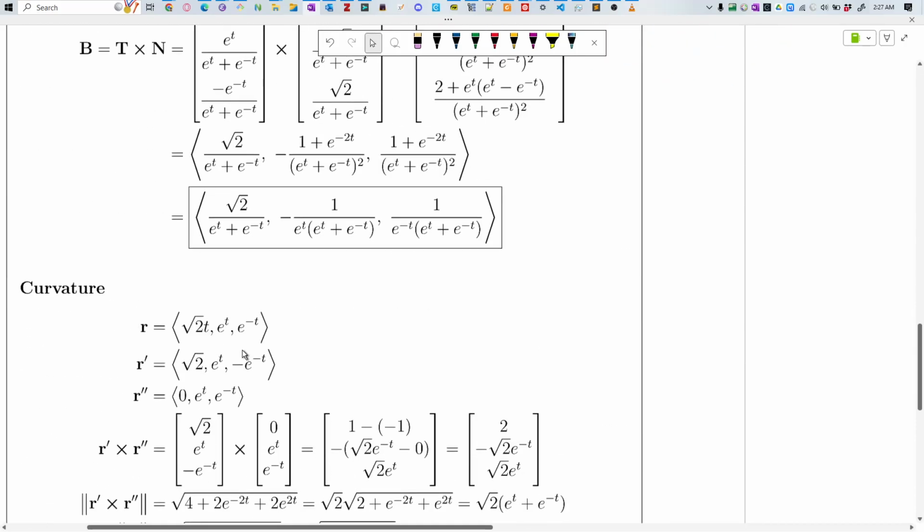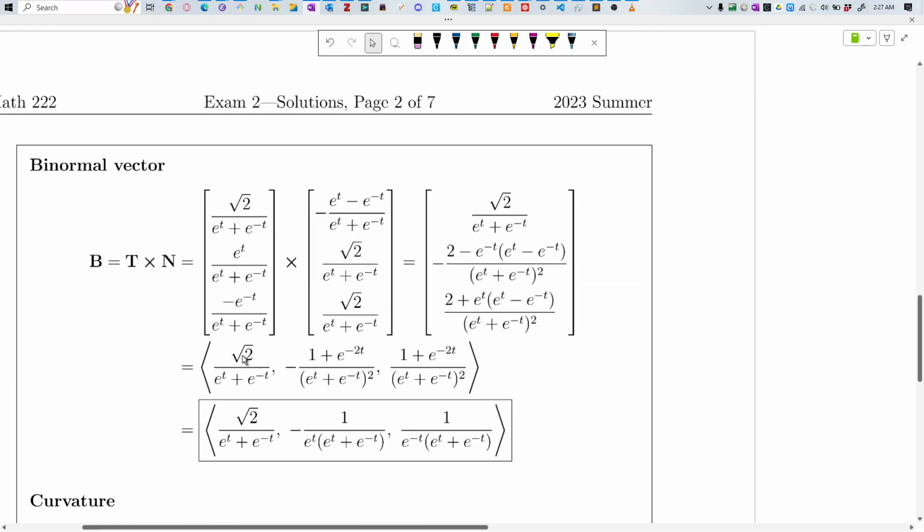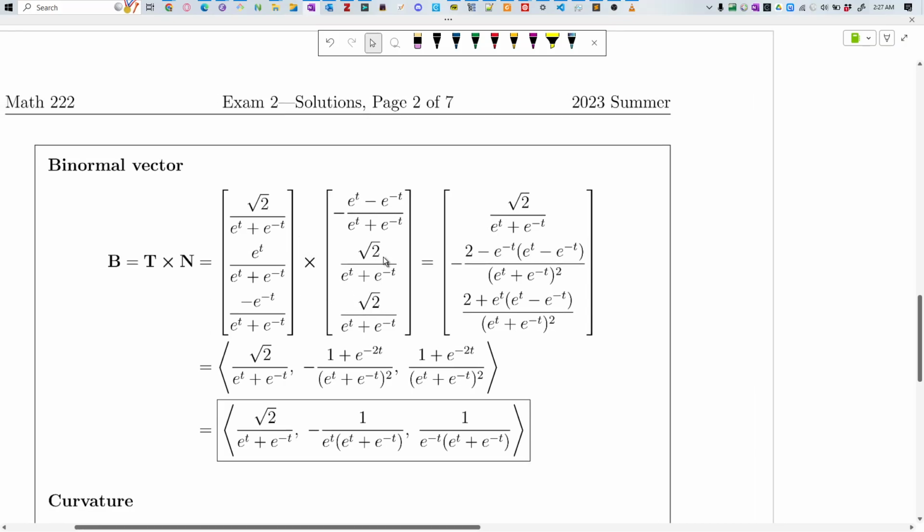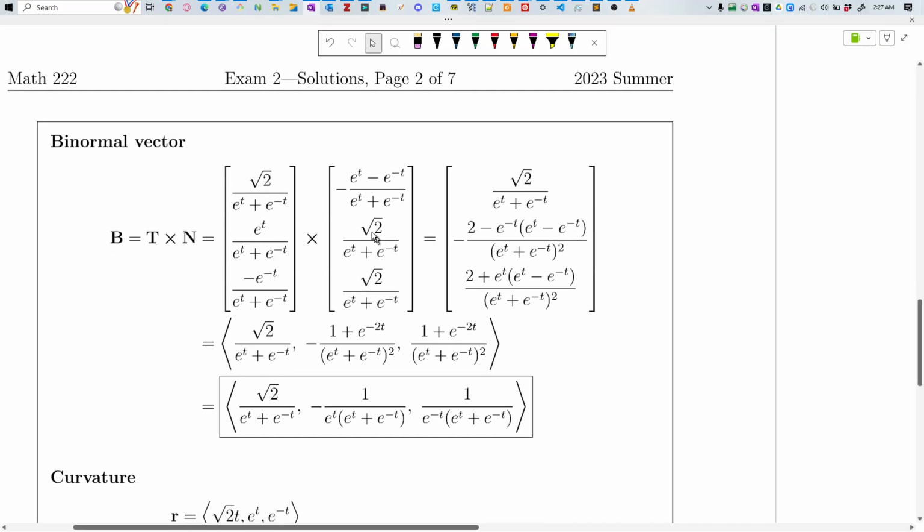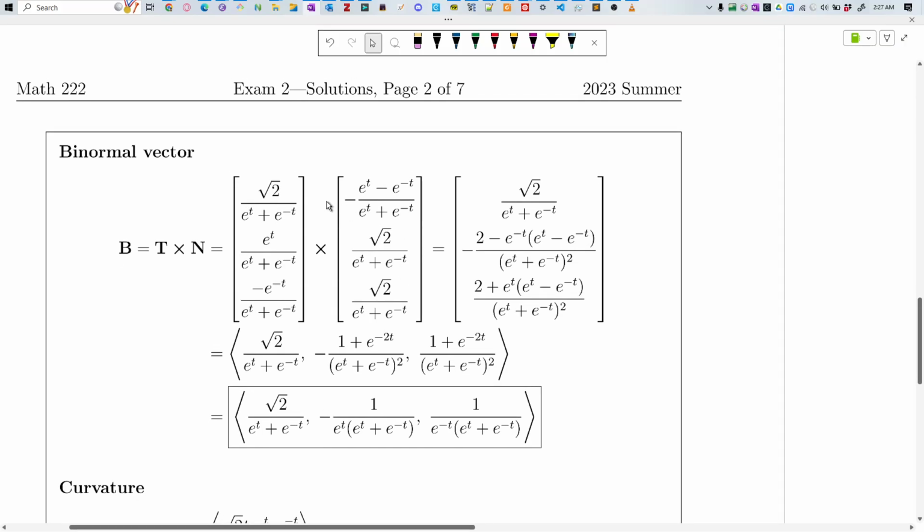Okay. From there, binormal vector. So this is where I'm using a slightly different notation for cross products and for vectors, just because I wanted to save space in the write-up. What I'm doing here is writing a vector in column form instead of the row form that we're more used to seeing. The way you read this is that the first guy is the x component, second guy is the y component, third guy is the z component.